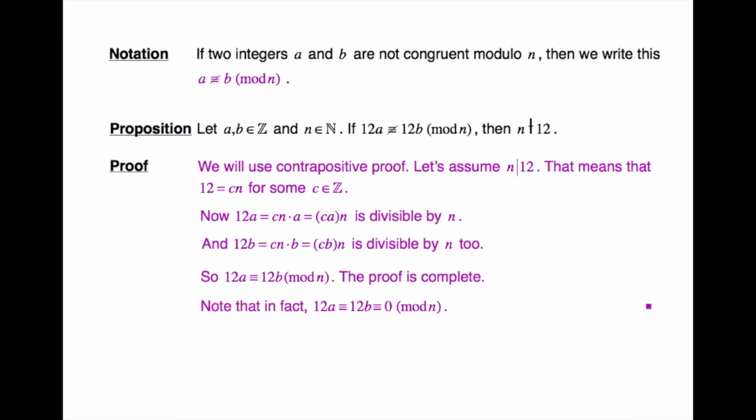As an additional note, we can say that indeed 12a is congruent to 0 modulo n, 12b is congruent to 0 modulo n. But that's giving more information than what the proposition said.